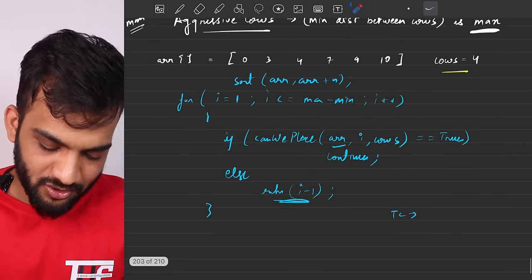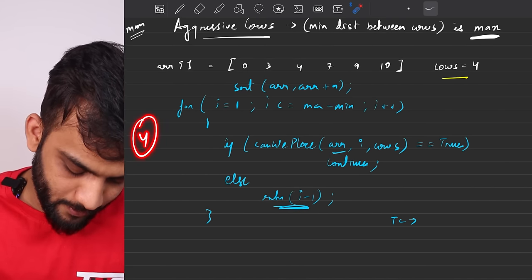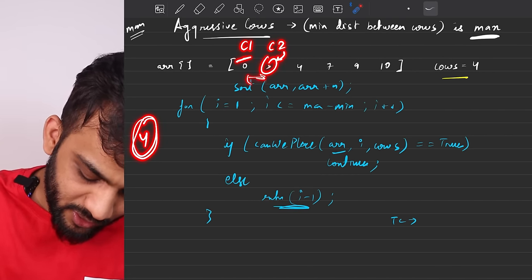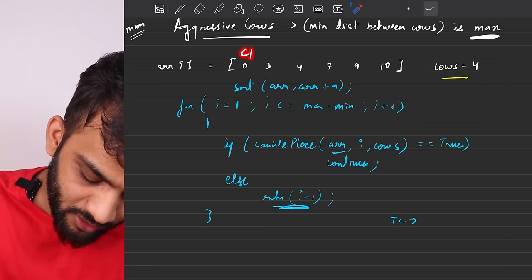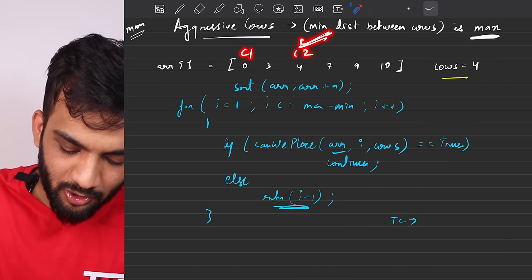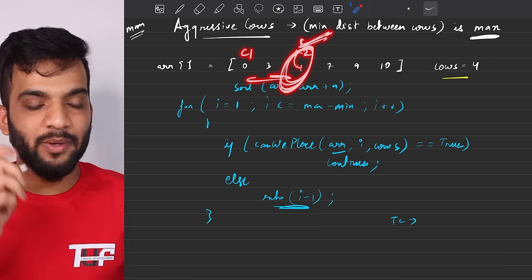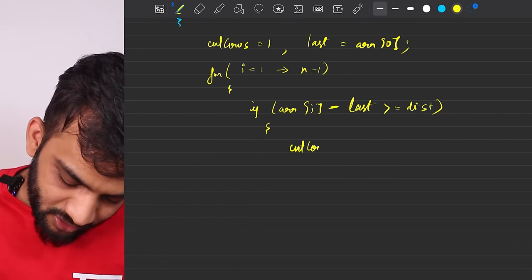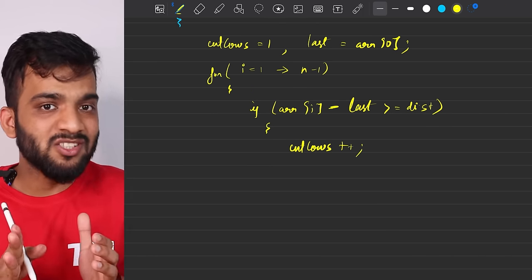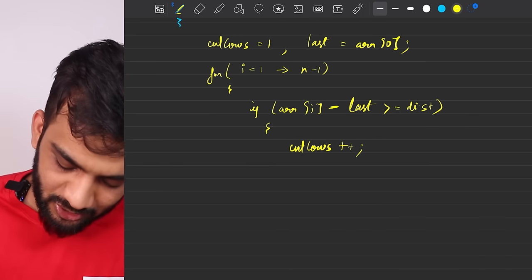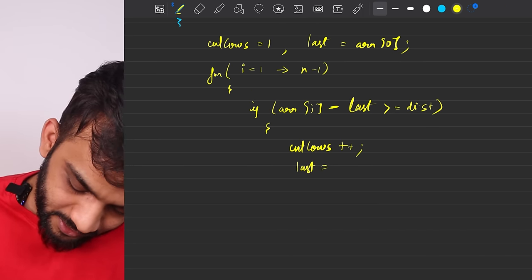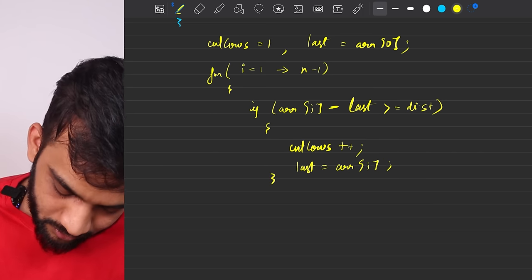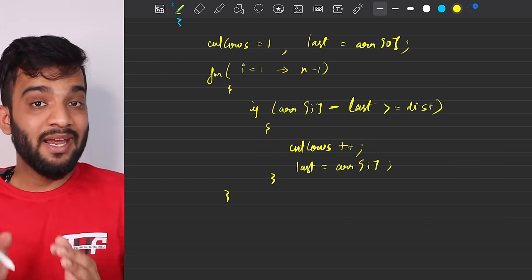Imagine I have a distance of 4 and place cow 1 here and cow 2 goes here and checks that the distance is 3. Not possible. Cow 1 is here, cow 2 possible, possible. So now this is your last where it was possible. So you placed 1 more cow. I've placed 1 more cow. And now the last cow was placed at this index. And you can terminate it.